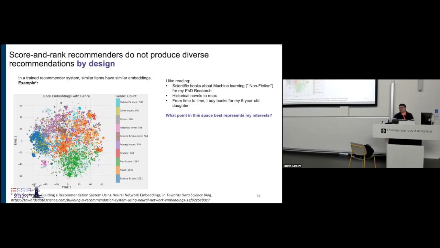Let's think of a BERT type of model. BERT finds some point in this space, and then where will my point lie? Will it lie closer to historical novels, or close to machine learning books, or children's literature? Basically, there's no such point in the space that adequately represents my interests. So it will rather lie somewhere in the middle, which is not a good one.